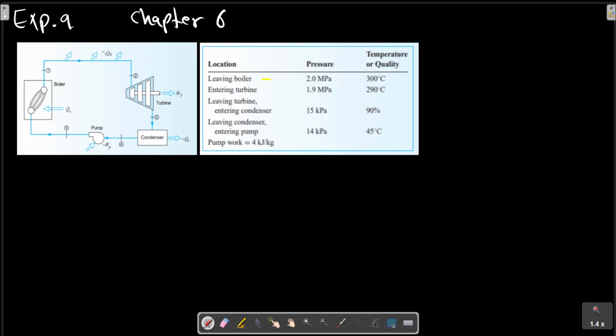At first, the leaving boiler point, this point, entering turbine, the point 2, leaving turbine, this point, and leaving condenser, this point, and leaving pump is also this point. The pump work is also available as this quantity.